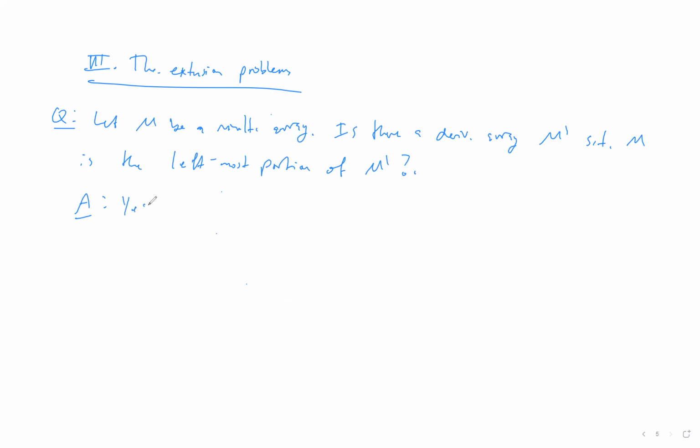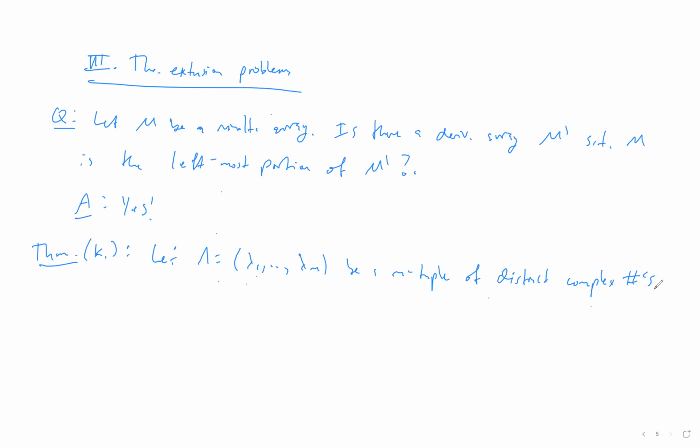So the answer is yes, very much so, in a very strong form. And so here's the statement. So this is what I did. I think I emailed Mel about this on Monday. And I'll write it carefully. So let lambda be lambda 1 through lambda m, an m-tuple of distinct complex numbers. And let M be any multiplicity array that you like.